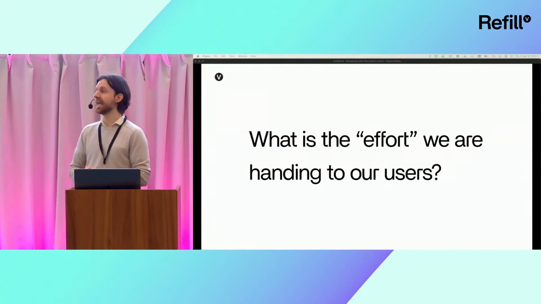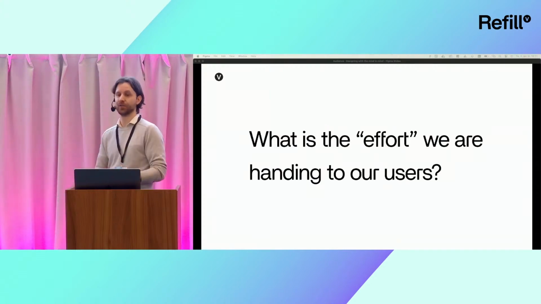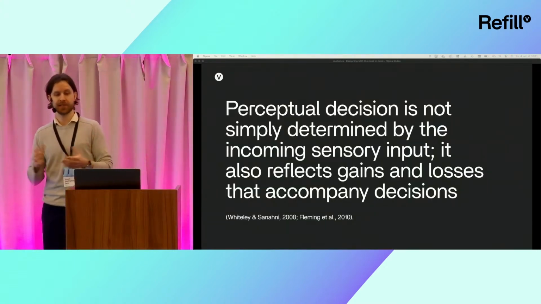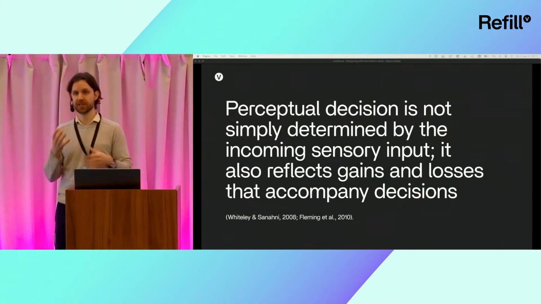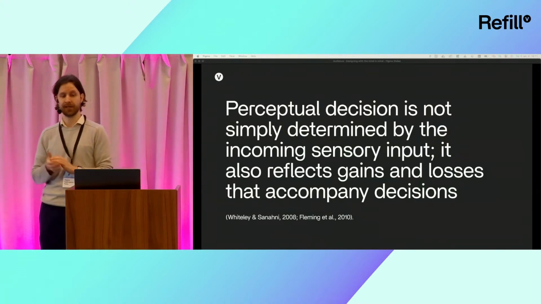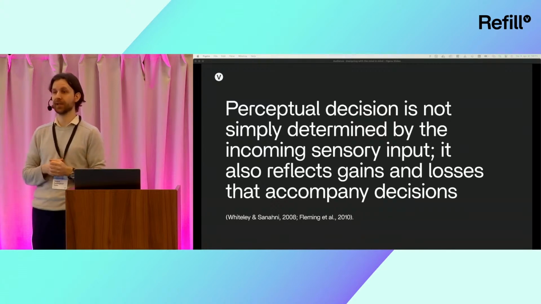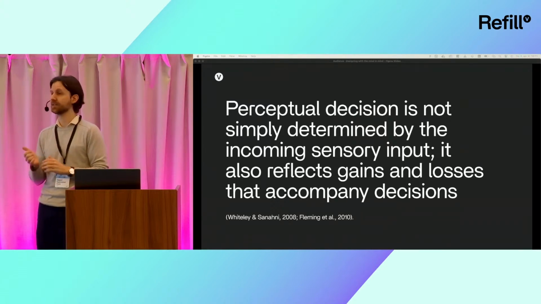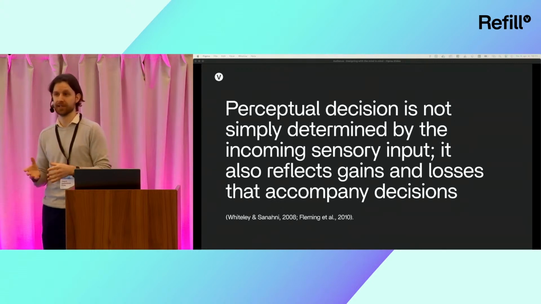So what is the effort that we are handing to our users? Perceptual decision, which is kind of the decision making in our world, is not simply determined by the incoming sensory input, which I mentioned in the beginning, which is kind of the structure in the system. But it also reflects gains and losses that accompany that decision.